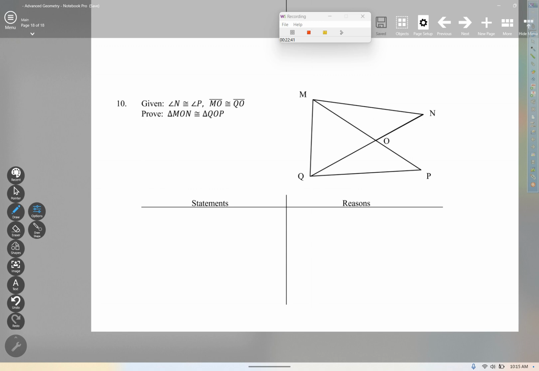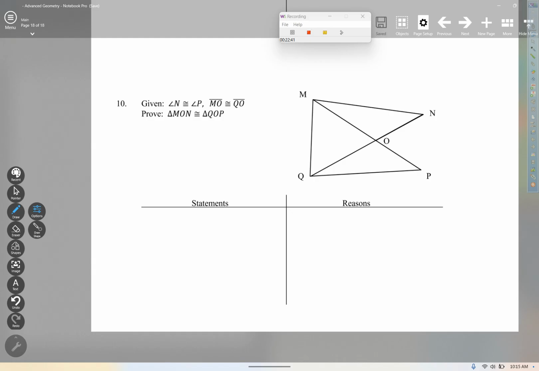Given. Neither of those were hints. They straight up told me angle N is congruent to angle P. So I can go ahead and mark those with arc marks. And they also told me that MO is congruent to QO. So those are sides. I can give those tick marks. There's some extra information on this picture that make it look kind of confusing.